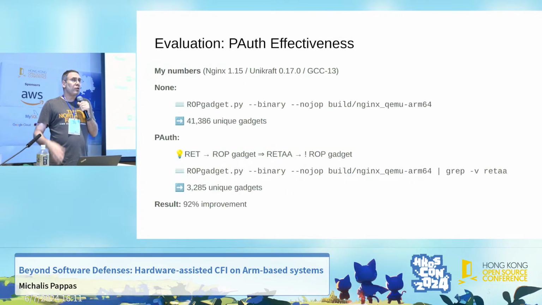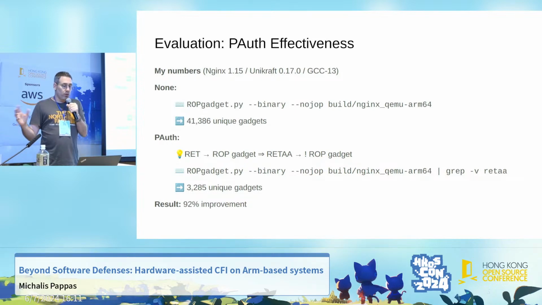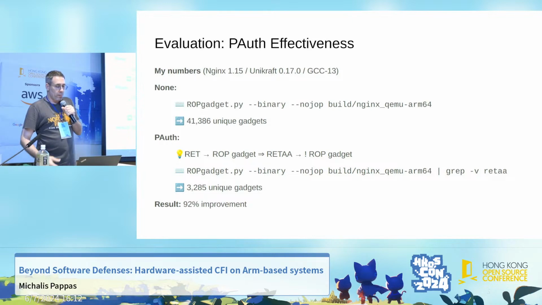So I took Unikraft because this is the operating system I'm familiar with. I did this work for Unikraft, right? So I thought that I should benchmark with Unikraft also because it's pretty small and so on, right? So I took Unikraft and I compiled it for Nginx. And then I used ROPgadget, which is the de facto tool for finding these small chunks of code called gadgets, to see actually what is the effect of ARM's protections, right?